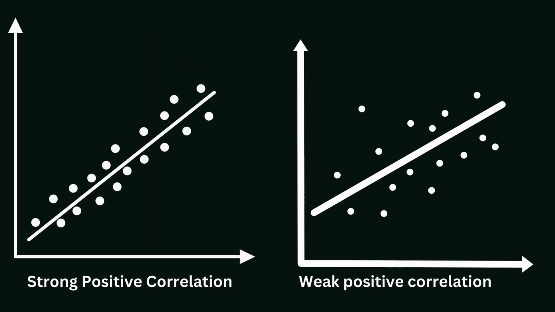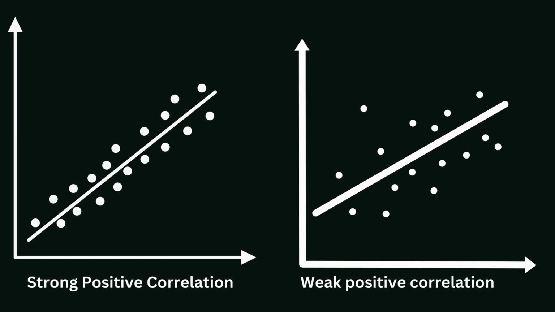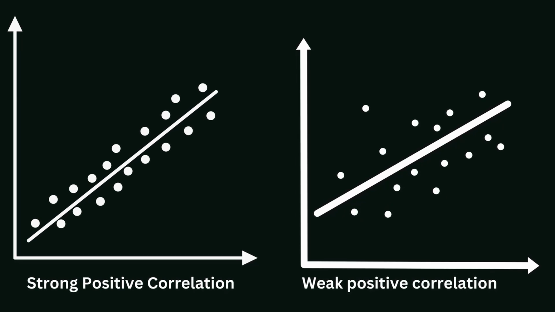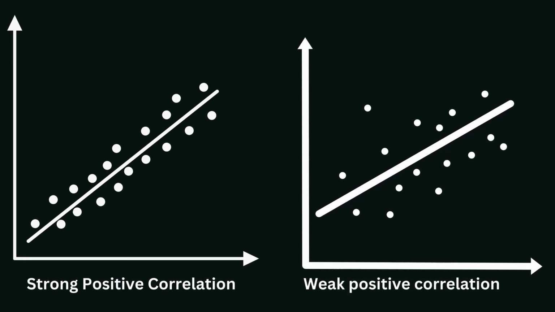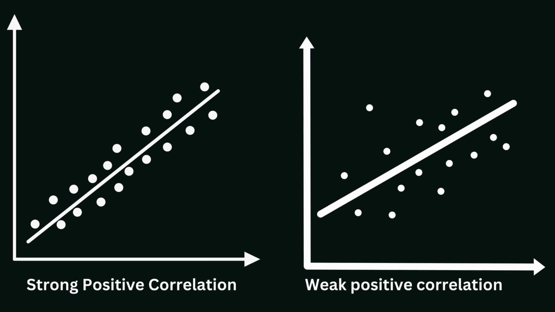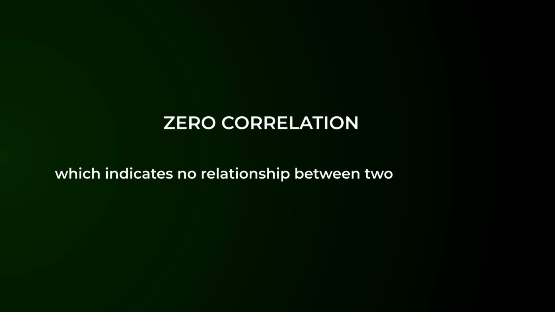You could also have weak or strong correlations. If you have a strong positive correlation, the points are closely aligned along the line. If it's a weak correlation, it's there but it's not very clear. Or you could also have weak or strong negative correlation. Finally, we have zero correlation, which indicates no relationship between two variables.